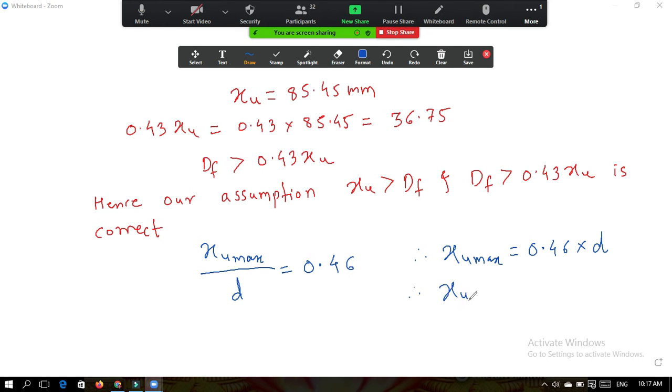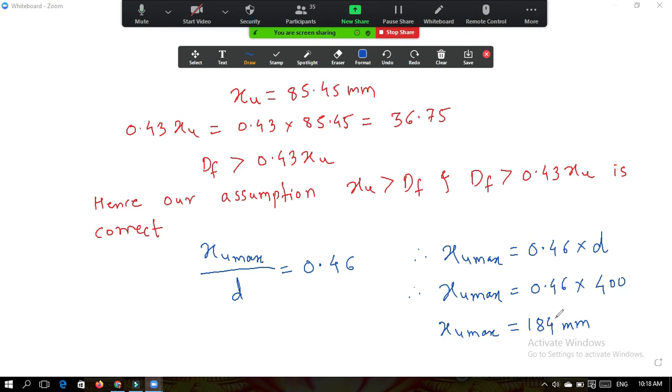Therefore, xu max is equal to 0.46 into d. What is the value of d? Is the effective depth given to us or the overall depth? Effective depth, it is 400. Therefore, what is the value of xu max? 184. So the value is 184 mm, the maximum depth of neutral axis. Write down these things and let me know when you complete this.